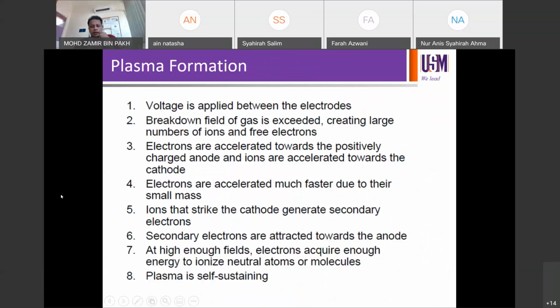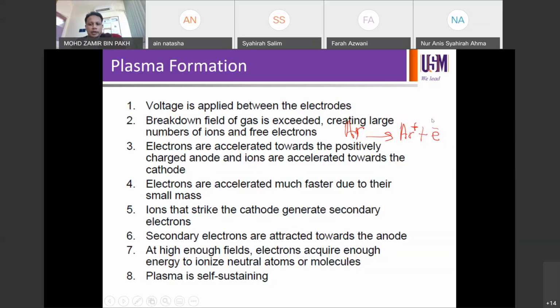So how do we form the plasma in the sputtering chamber? First, a voltage is applied between the electrodes. A breakdown field of the gas is exceeded, so you need to know the breakdown field of the gas, for example argon, creating a large number of ions and free electrons. So you use argon, and you strip off the outer electrons. So you form argon ions, right? You strip the electron off, and you have the ions.